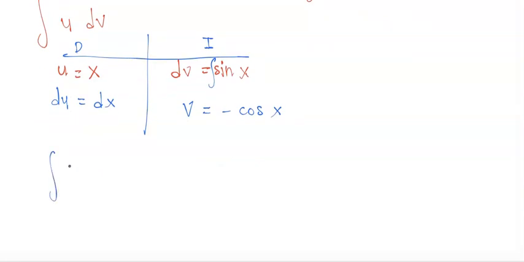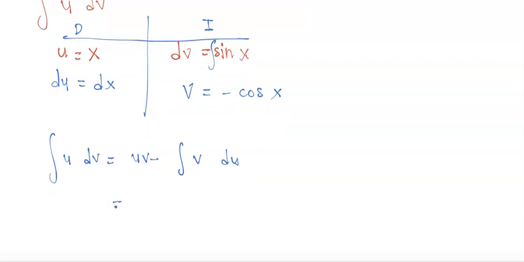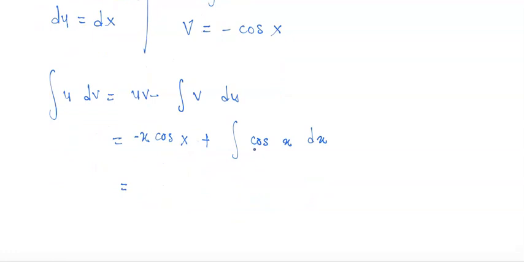Now, you know this one: u dv equals uv minus the integration of v du. Now, you just need to substitute into the equation. Your uv is x times minus cos x, minus the integration of v, which is minus cos x, so plus here, cos x du, which is dx. It's not the end yet, so you still have an integration here, so you need to integrate cos x here: minus x cos x plus sin x plus c.